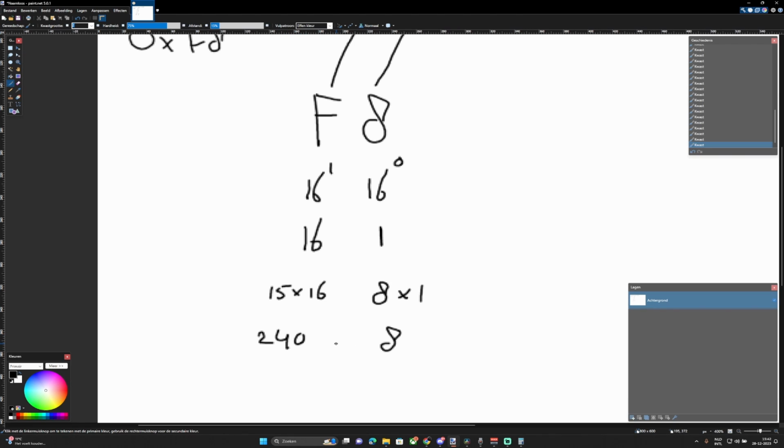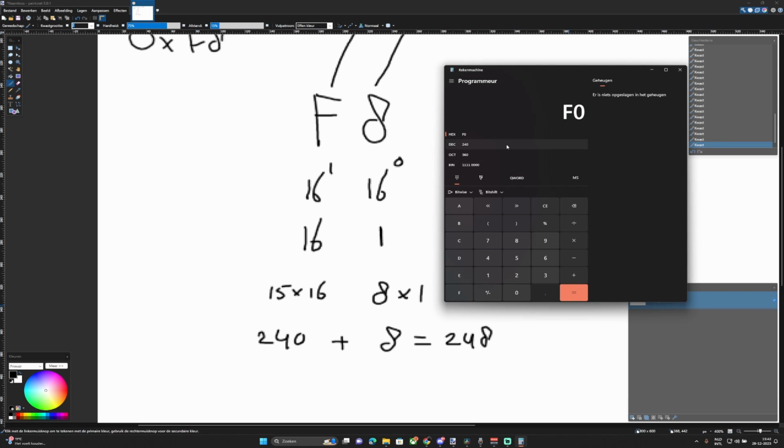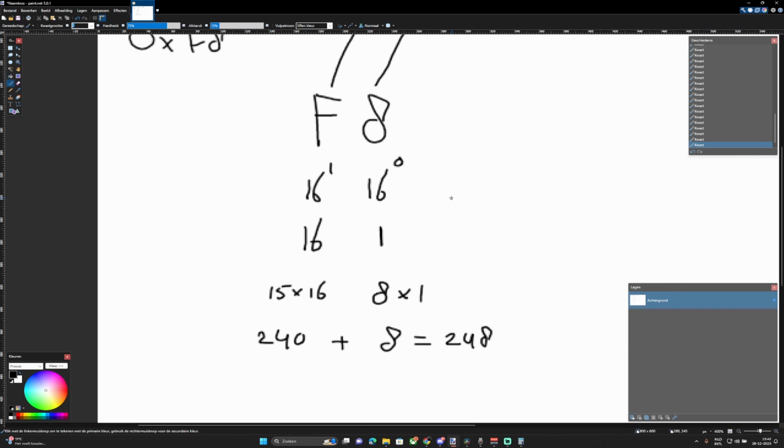And then it's just as simple as adding these two numbers together. And then we end up with 248. And we can check that actually. We can check if that's correct. You write down F8, and we can see in decimal that's going to be 248. And that's it. That's how simple it is.